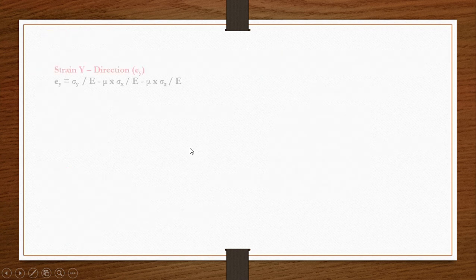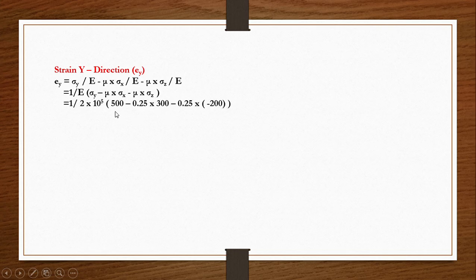In the same way, we will calculate strain in y direction, that is epsilon y is equal to sigma y divided by E minus mu into sigma x divided by E minus mu into sigma z divided by E. Again taking 1 by E as common, in bracket sigma y minus mu into sigma x minus mu into sigma z. Putting the values, we get the final answer for epsilon y as 2.375 into 10 raised to minus 3.